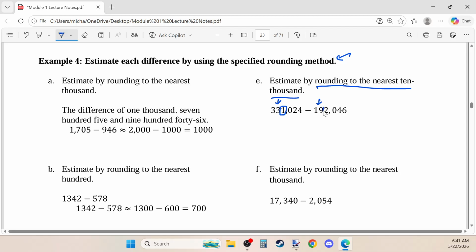10,000 is here, so our check digit is the thousands place. Ones and twos round down, so this will round to 330,000, and this one will round to 190,000, and we can subtract that. If we want to, we can write this vertically.